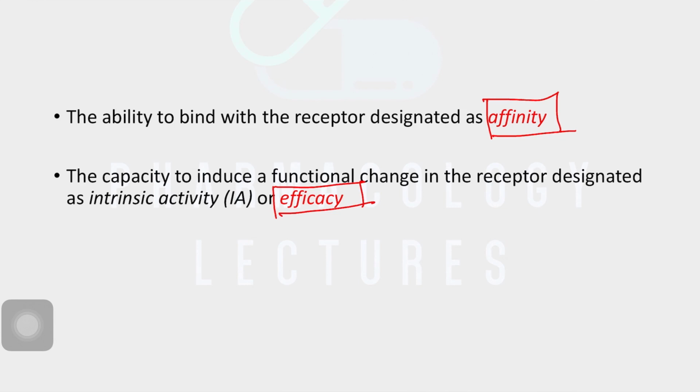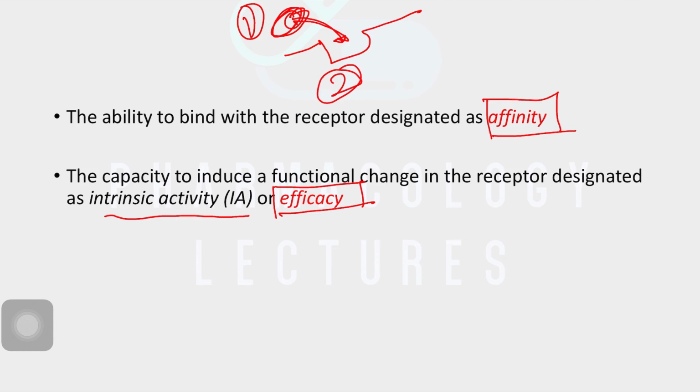What is affinity? Affinity means the ability of a drug to bind with its receptor. So the ability of a drug or a ligand to bind with the receptor is called affinity. Affinity of a drug means that the drug attaches to the receptor site. But what about efficacy? Efficacy is the capacity to induce a functional change in the receptor, which is called intrinsic activity. So affinity is the ability to bind with the receptor site, and efficacy is to produce functional changes, produce intrinsic activity, and initiate the response.